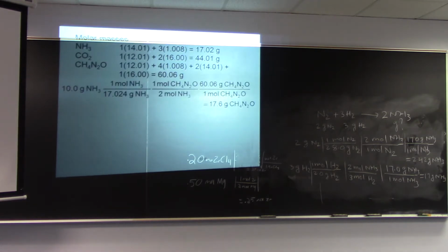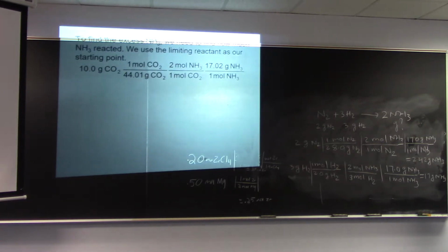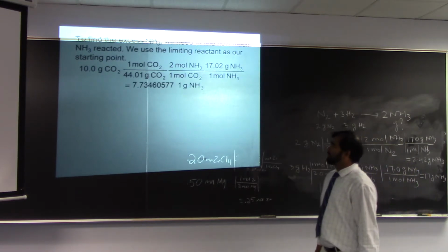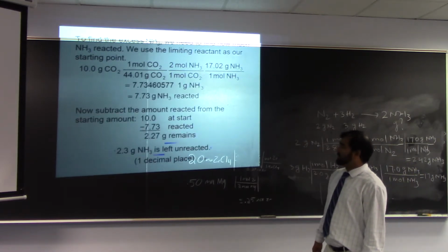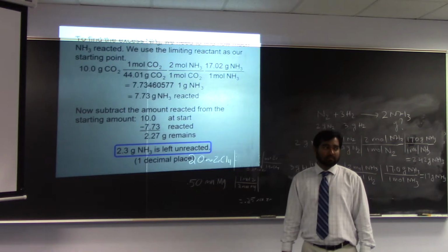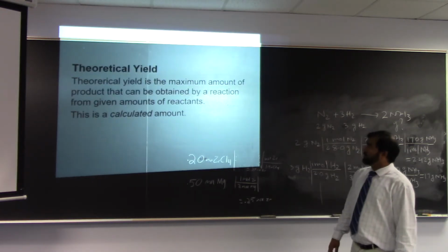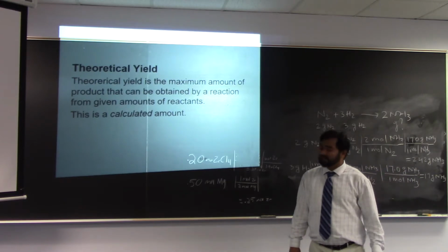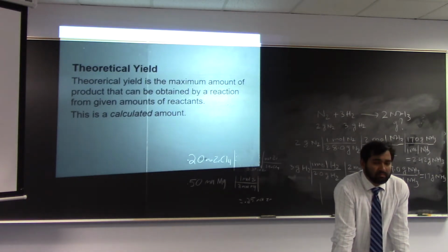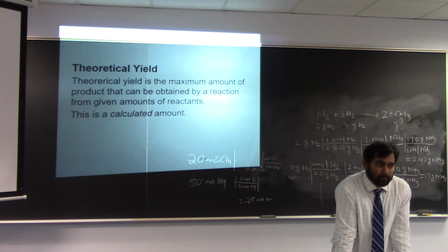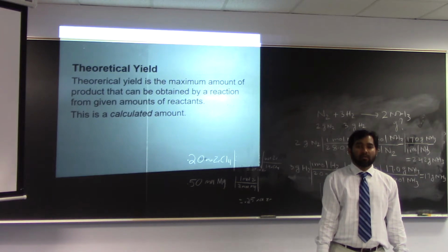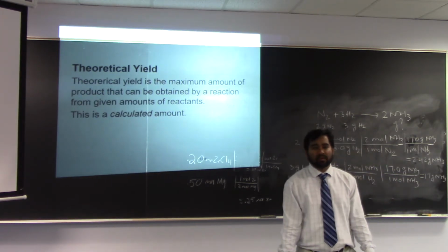Okay, the last thing we'll be learning in this chapter is, this is another problem you can practice at home. I'll be posting this PowerPoint for you, so you can look at it. The last topic in this chapter is theoretical yield. What is it? How much you can theoretically get out of one reaction. How much you can theoretically produce, right?